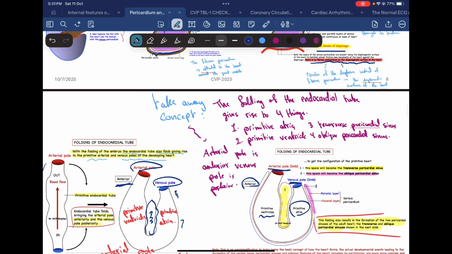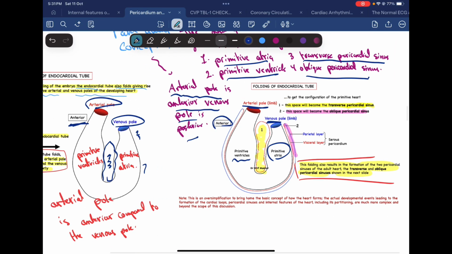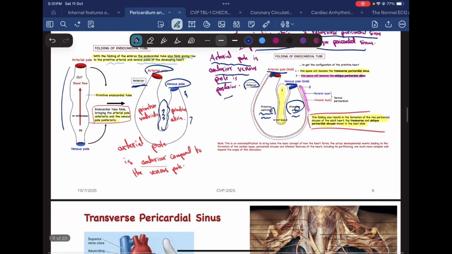Here's the takeaway concept. It's basically the folding of the endocardial tube. It gives rise to four things: the primitive atria, the primitive ventricle, the transverse pericardial sinus, and the oblique pericardial sinus. Okay? Also know that the arterial pole is anterior and venous pole is posterior. Another thing that I did not write here: anterior pole, primitive ventricle, venous pole, primitive atria, and focus on how it's plural. It's both of them.